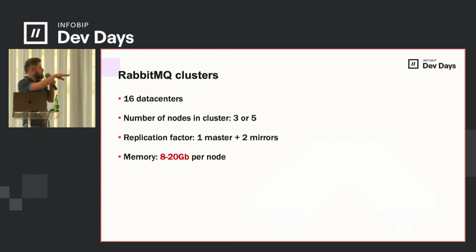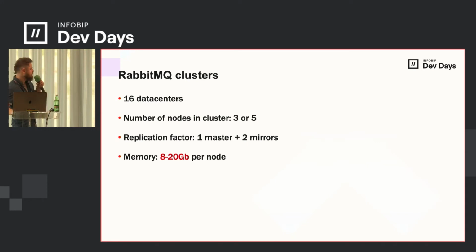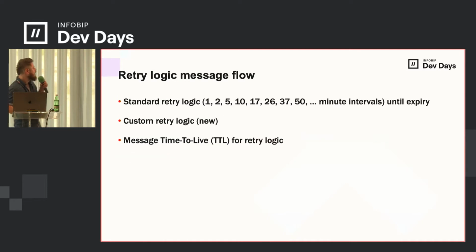Some stats on our RabbitMQ clusters: same 16 data centers, an odd number of nodes in a cluster, 3 or 5, replication factor 3. As for memory, we have from 8 to 20 gigabytes per node for RabbitMQ, and that's much higher than we expected, because everything is persisted on disk. Why we need 20 gigabytes for RabbitMQ, I'll get back to this a bit later.